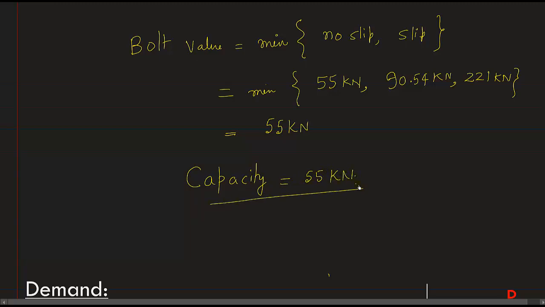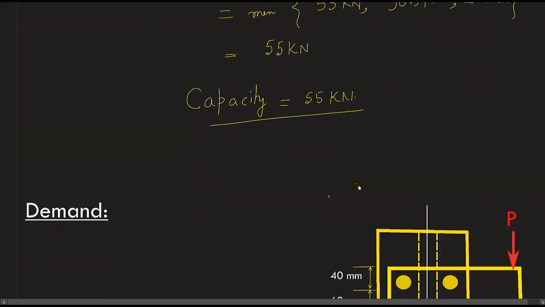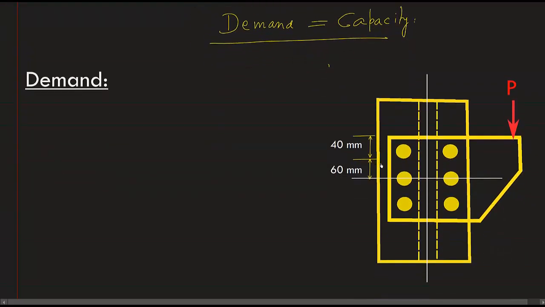Now I will focus on the second aspect of the problem, that is demand, and at the end what we have to do, at the just boundary we can say demand is equal to capacity, and then we can find the value of P. So let us calculate demand in this case. If you remember, in the previous video we discussed calculation of demand in this case, that is the amount of force that will be generated in any bolt.